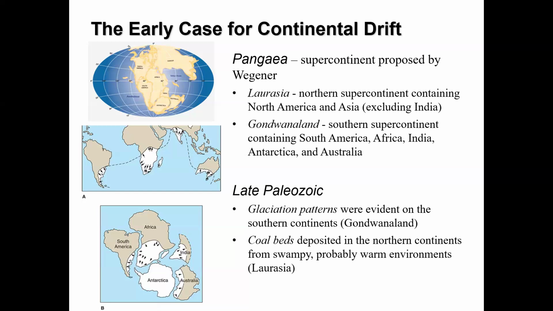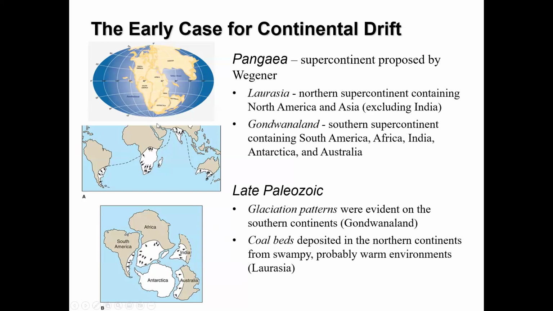So not only do we have evidence from the fit of the continents, from fossils found across all of the southern land masses in particular, and also the sequence of rocks found across these different land masses, we also have different climate features. In particular, in the late Paleozoic, that's like 270 to 250 million years ago, we have glaciation patterns that are evident on the southern continents in particular.